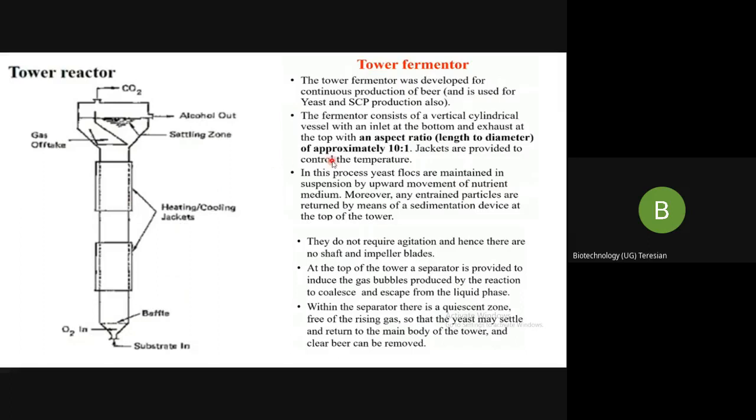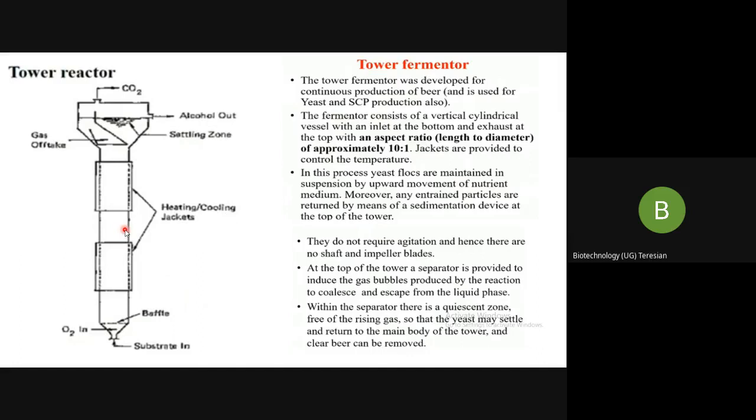So if you look at what we have put in the slide, you can see that the tower fermenter, as I told you, was developed for continuous production of beer, and it is used for yeast and single cell protein production also. The fermenter consists of a vertical cylindrical vessel with an inlet at the bottom and an exhaust at the top, with an aspect ratio, the diameter, that they mentioned. There are also jackets provided to control the temperature. Which temperature? The inside temperature.